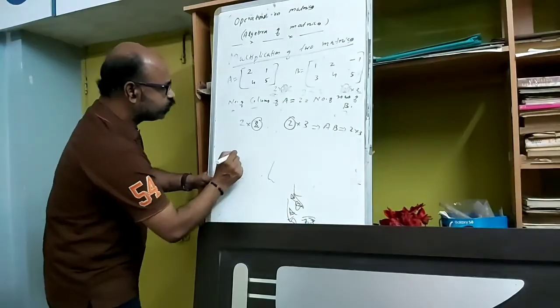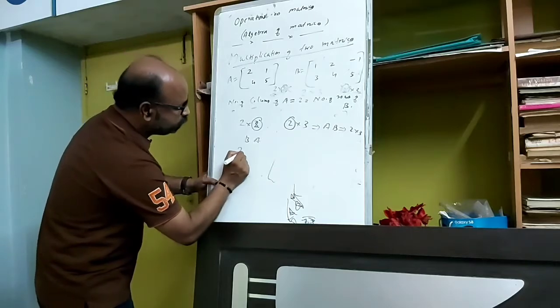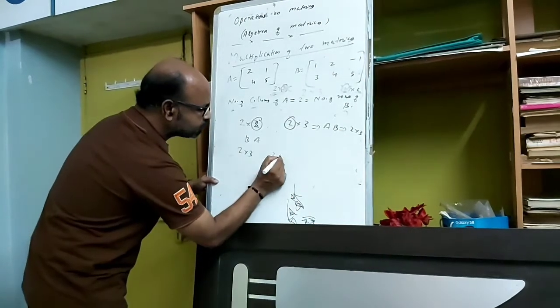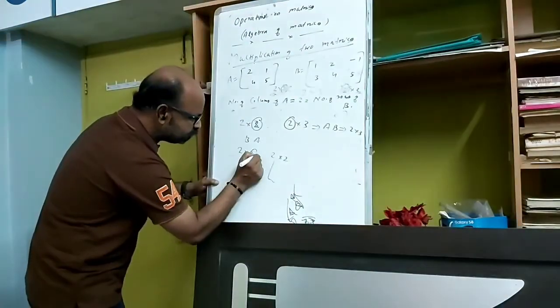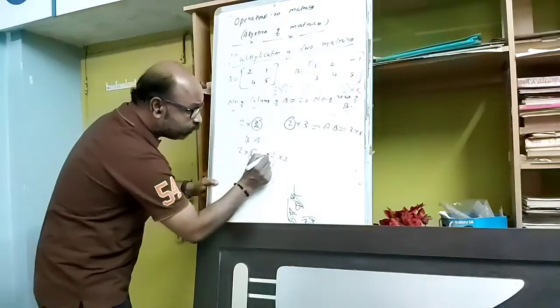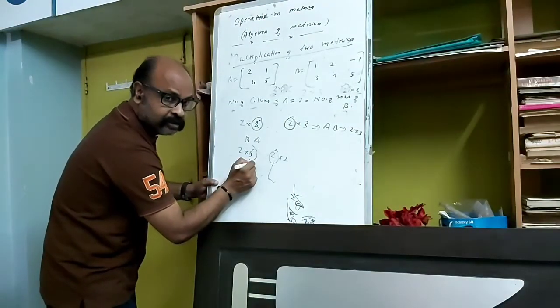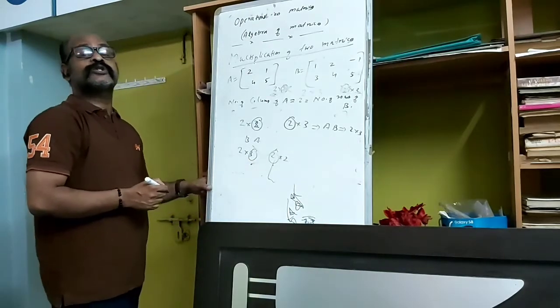Now we come to BA. The order of B is 2 by 3 and the order of A is 2 by 2. The number of columns of B is 3, the number of rows of A is 2. What does it mean? They are not equal. The meaning is that the product does not exist.